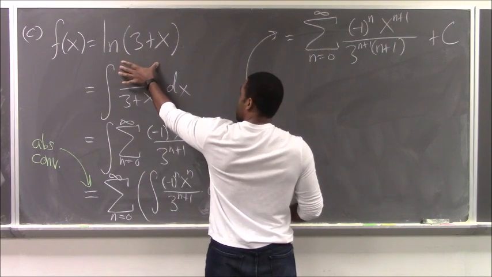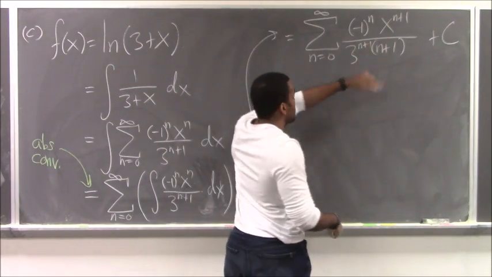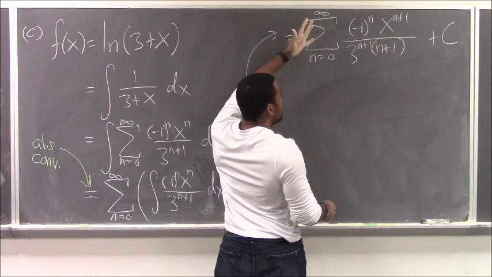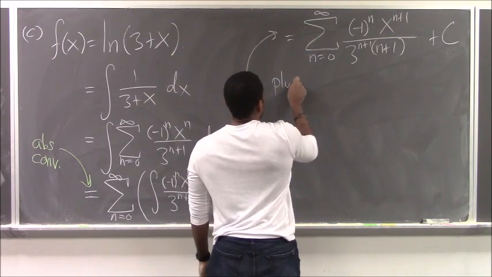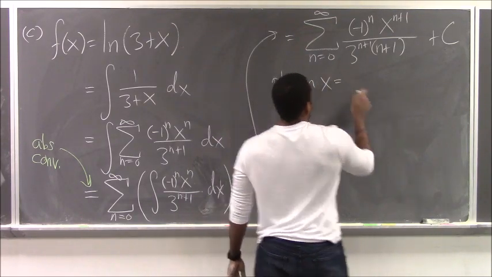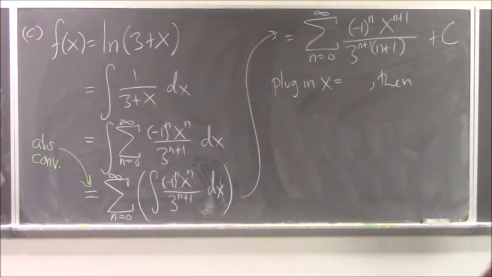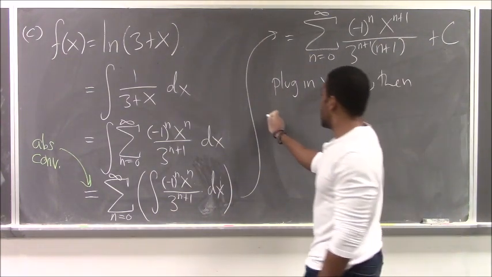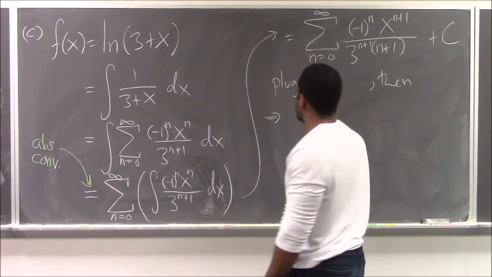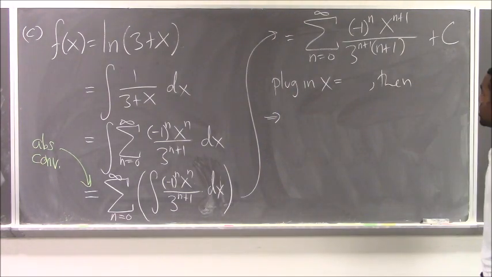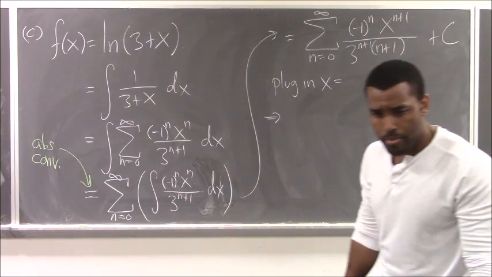I know that ln of 3 plus x is equal to this thing, so maybe I can plug in something convenient. That is going to allow me to figure out what this c is. Can we think of something convenient to plug in here for x?